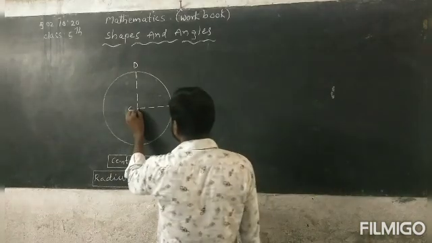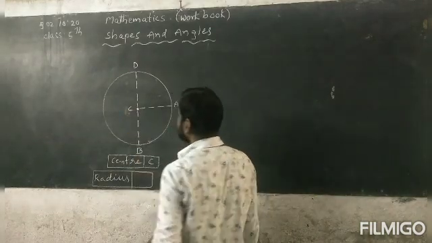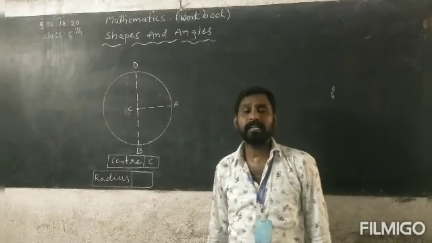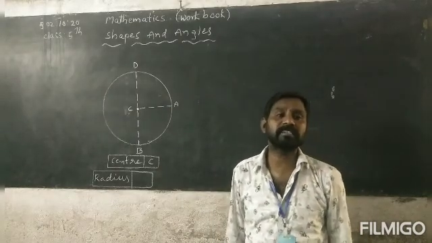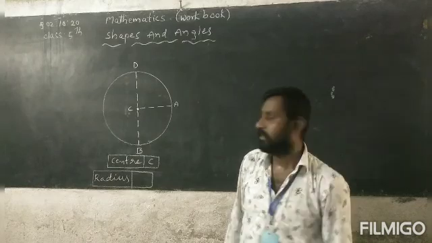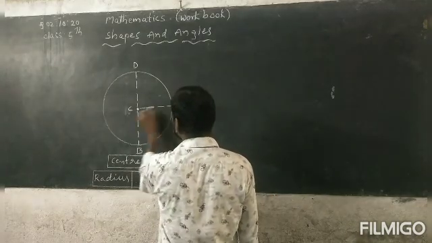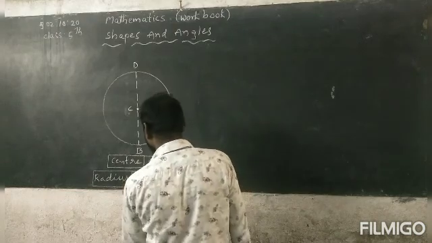Radius is C to A. In a circle, from the center point to any point on its boundary is known as its radius. So here, center to any point on the boundary of a circle, that is CA, radius.